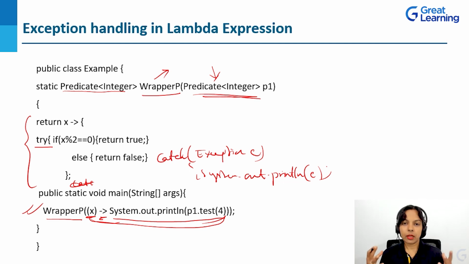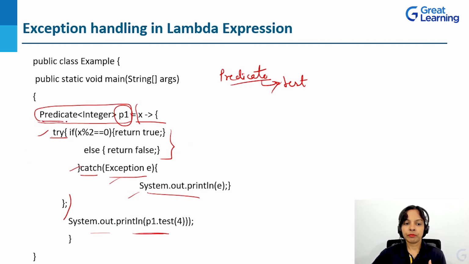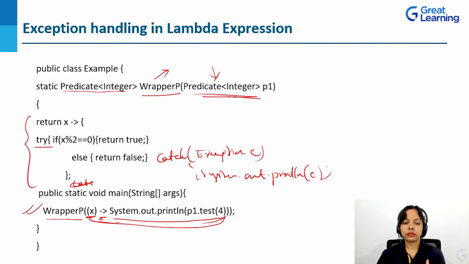We can define a wrapper method there. The input or the parameter to the wrapper method will be of the type interface itself, that is this part. And then while calling the wrapper method, as it is a static method, we don't need any object here, but directly we can call it. And while calling it as a parameter, we have to pass the Lambda expression itself. So this is how we can have exception handling done in Lambda expression.